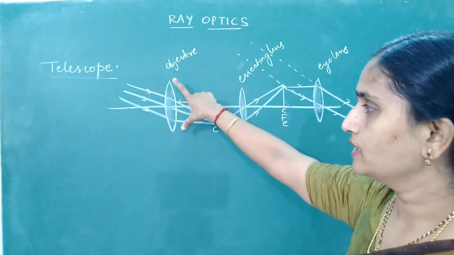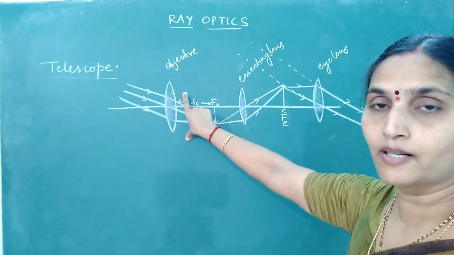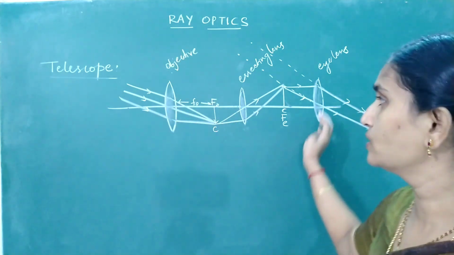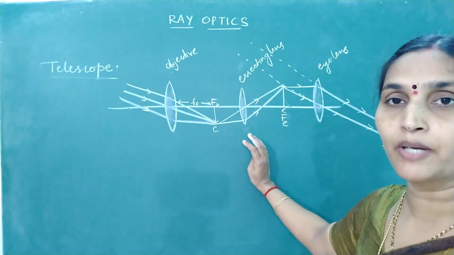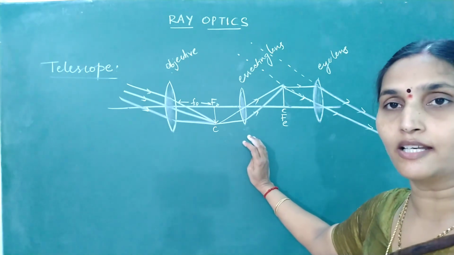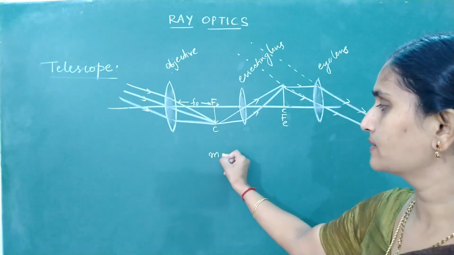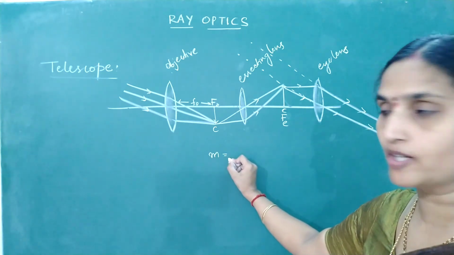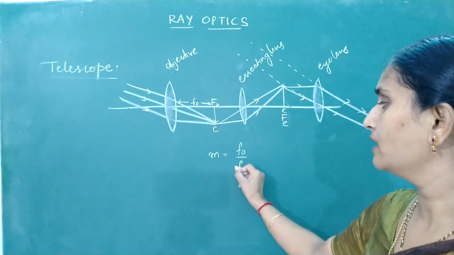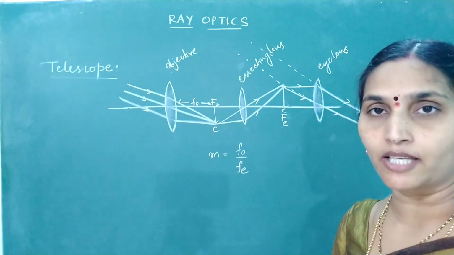But as the aperture of the lenses becomes bigger and bigger, there are some defects which come into the image. So we'll study these aberrations of lenses, or defects of lenses, in our next class. But for the time being, tell me what will be the magnification here. There is no change in the formula for magnification. F0 divided by Fe without a minus sign.